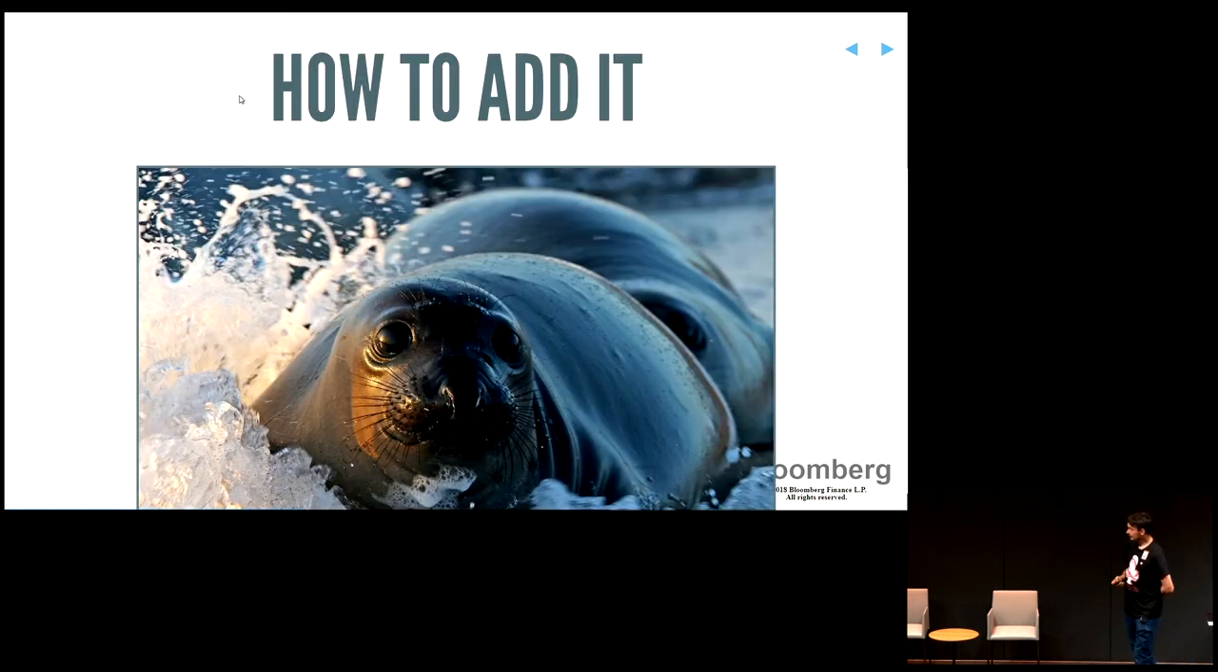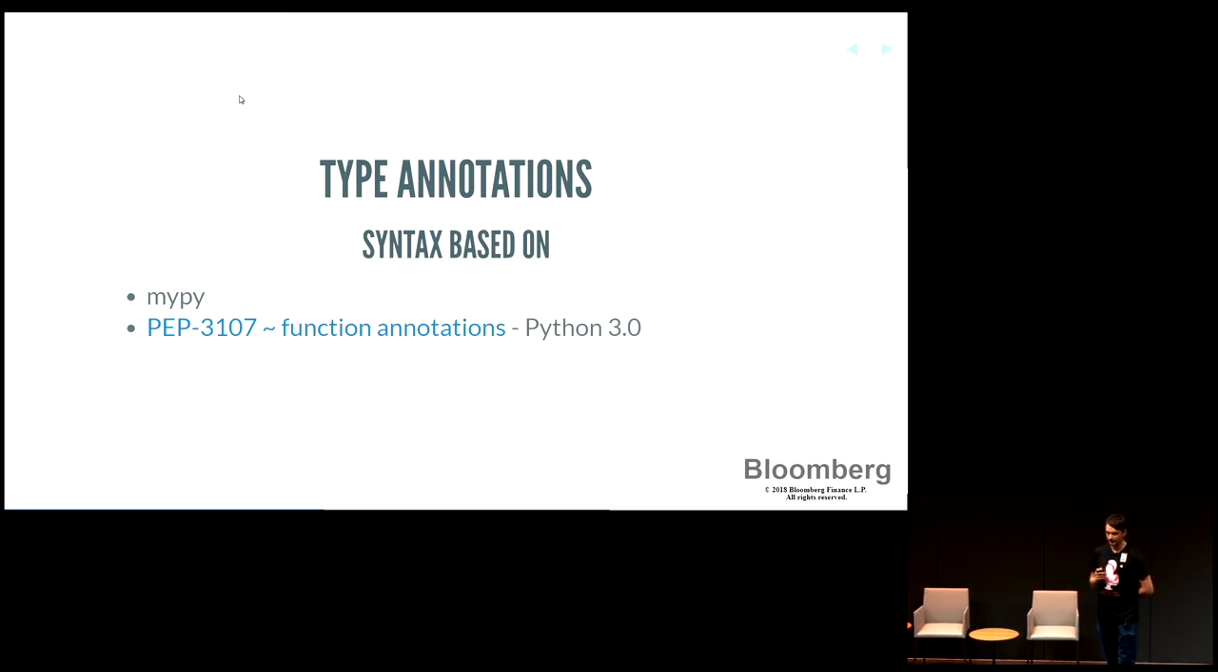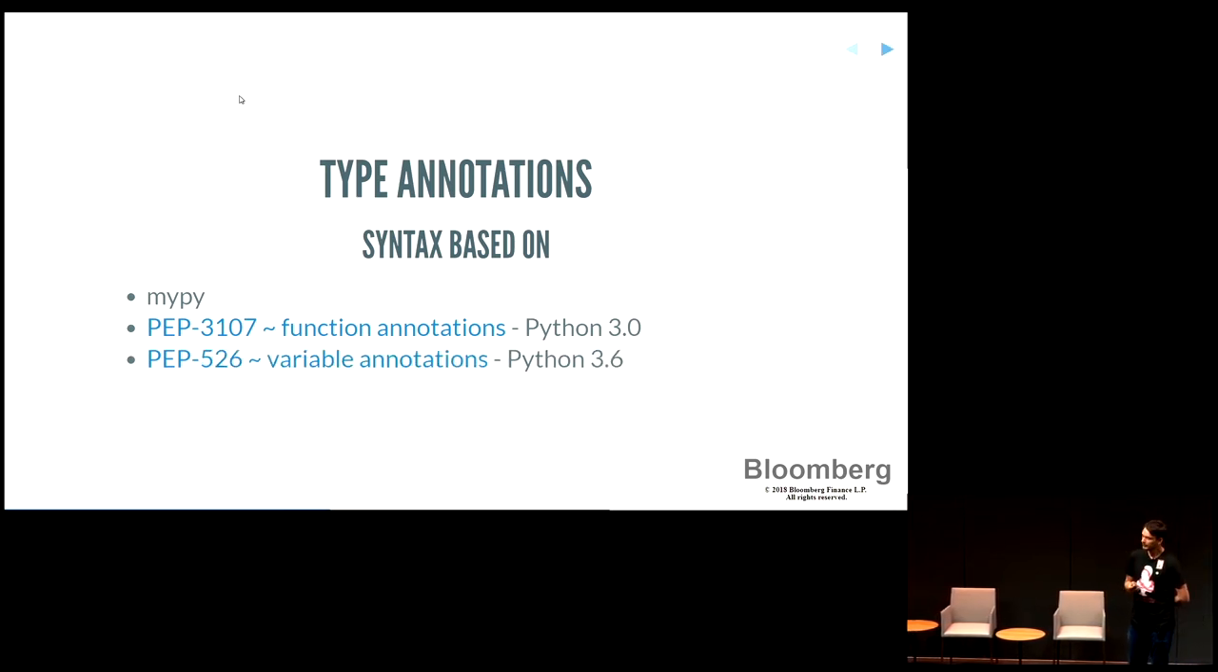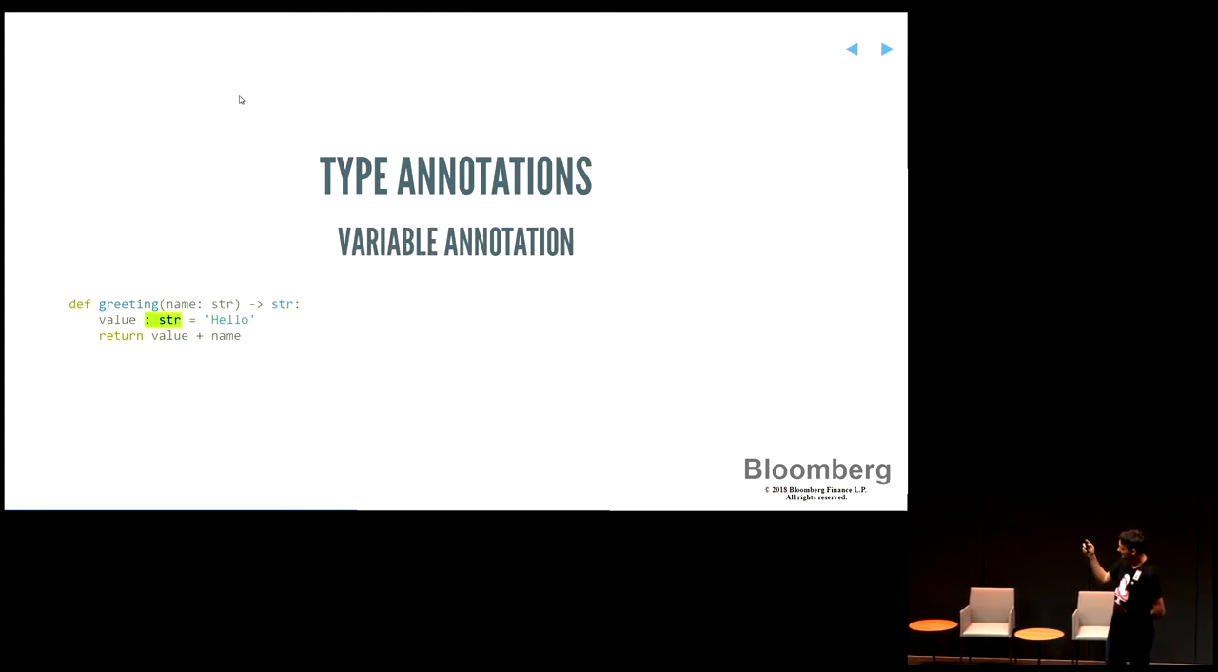So how to add them? This is the question. If you want to actually add type information, what are your options? How can you add it inside your application? As always, there is more than one way of skinning the cat. The most basic one is using type annotations. Type annotation syntax is based on the PEP 3107 function annotations, and then later added variable annotations. For example, given this function, these highlighted terms are the function annotation, and this other one is the variable annotation. Basically, you can use the colon to specify, by the way, I attach this additional information to this attribute or return value, and it is of this type.